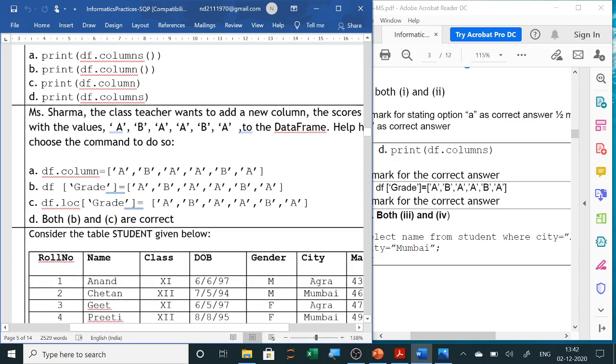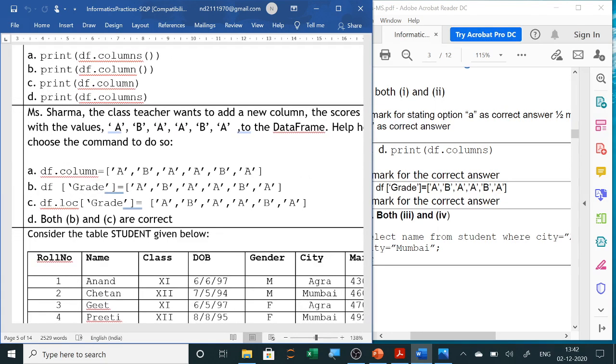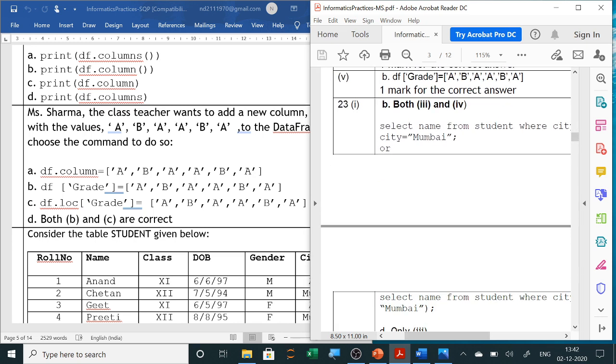Now the next question is, Miss Sharma, the class teacher, wants to add a column. New column addition you have already done so many times. So here normally it is the data frame name, then the column name in square brackets. If it is a string, it will be in quotes, and then the value. So here you can see the B option is correct. We will write the B option here. The answer is also given here by CBSE. So B option is correct.